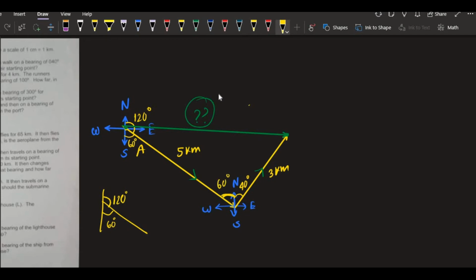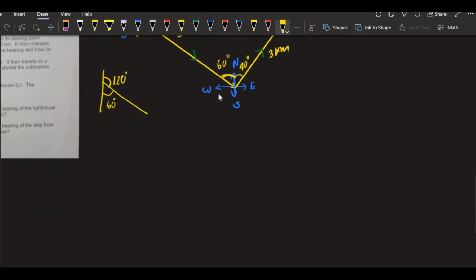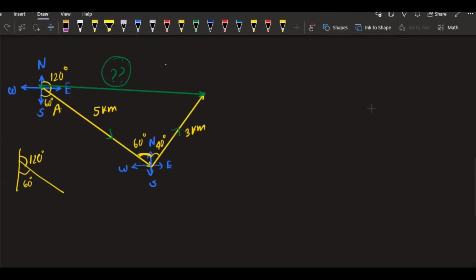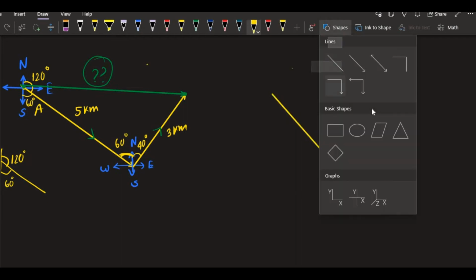Not 90 degrees, 100 degrees. So now we have a triangle, right? If I try to simplify the triangle and draw it separately, we'll have a triangle like this. To simplify the calculation because it's messed up here, right?